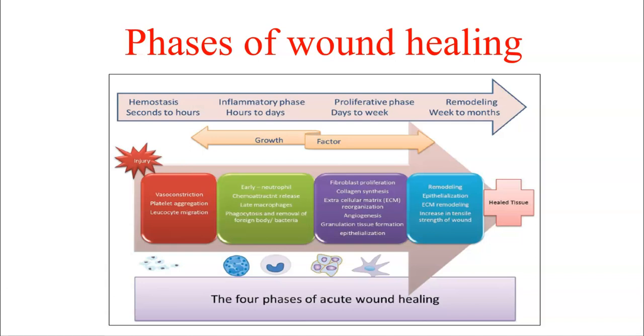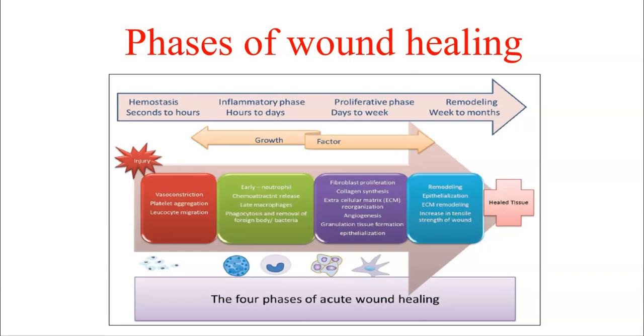Platelets form a clot to stop bleeding and create a provisional matrix for cell migration. Inflammatory cells such as neutrophils and macrophages arrive at the wound site to remove debris, bacteria, and damaged tissue. Inflammation can cause redness, swelling, heat, and pain around the wound. So next we discuss about the proliferatory phase.